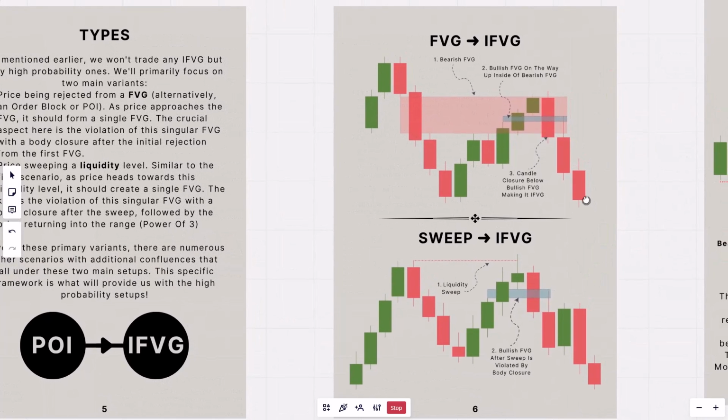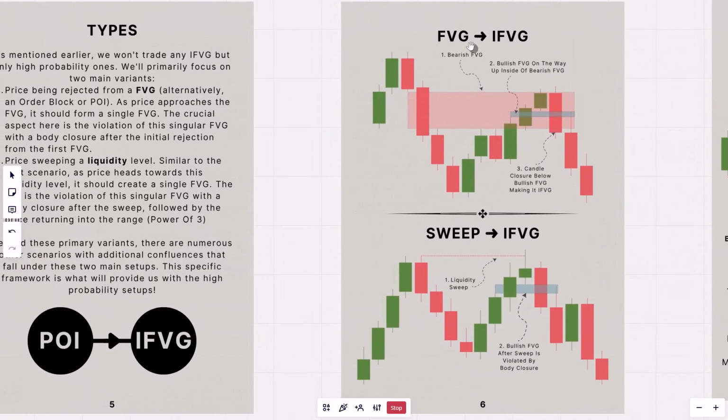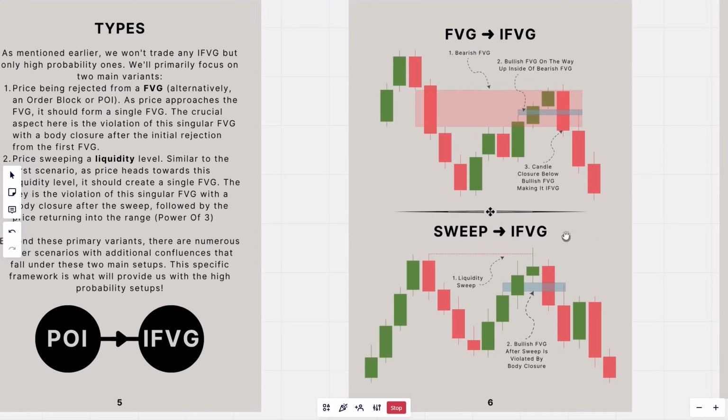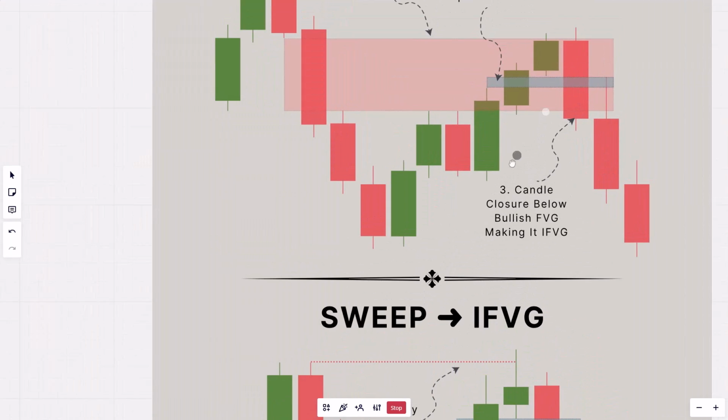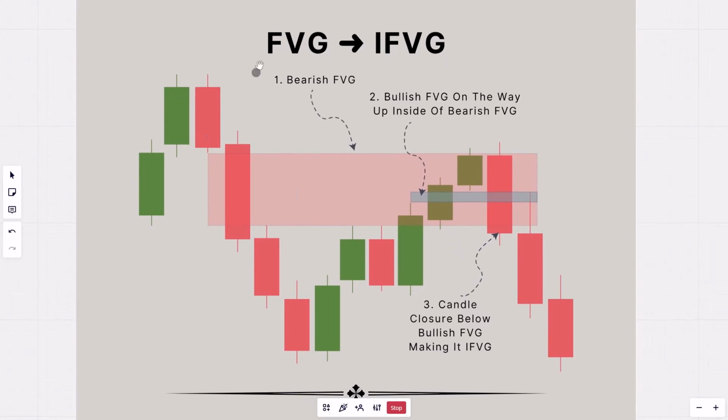Now, looking at the two types that we need to focus on: a fair value gap creating another inverse fair value gap, or a sweep into an inverse fair value gap. So looking at the first one, which is the fair value gap and inverse fair value gap, usually what do we want to see? And this is the whole framework. This is all you need to actually trade this strategy. This is your checklist. This is your framework.